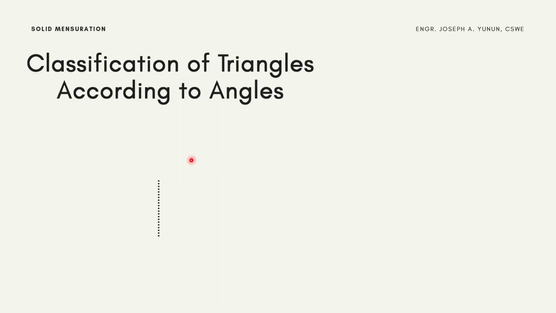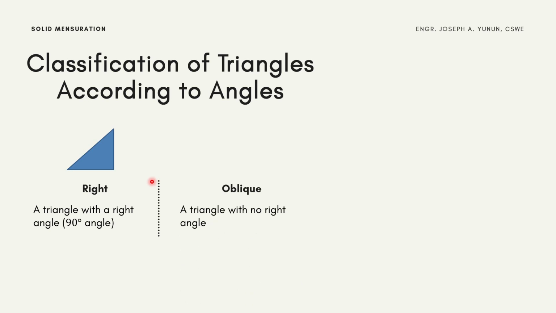And classification of triangles according to their angles, we have the right triangle, which is the most common, the triangle that has a right angle or a 90-degree angle. We have an oblique triangle with no right angles, and under these oblique triangles we have three.